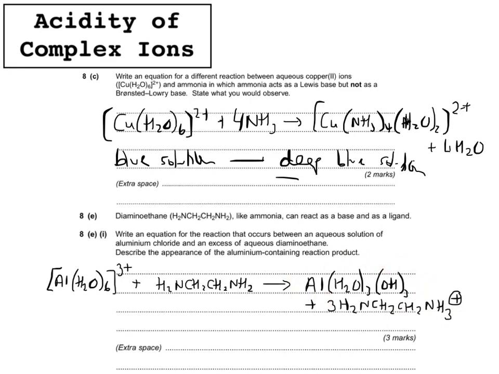And then this, because it's aluminium and not a transition metal, is going to be white, and because it's the hydroxide and has no charge, it's a precipitate. So a white precipitate is the appearance.